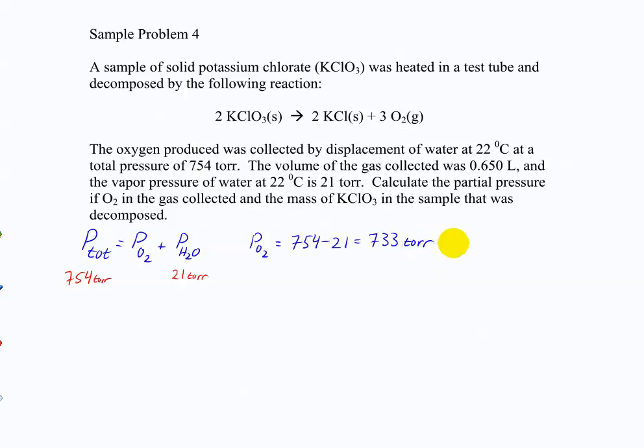All right, so that was it. We got the partial pressure of oxygen. Okay, we got that, great. The next part asks us to do some stoichiometry to figure out how many moles and then how many grams of the potassium chlorate we started with. So how do we get from partial pressure to moles?